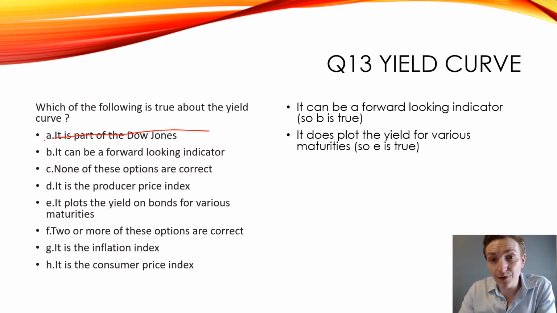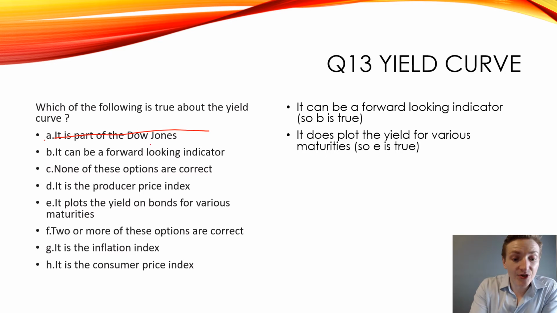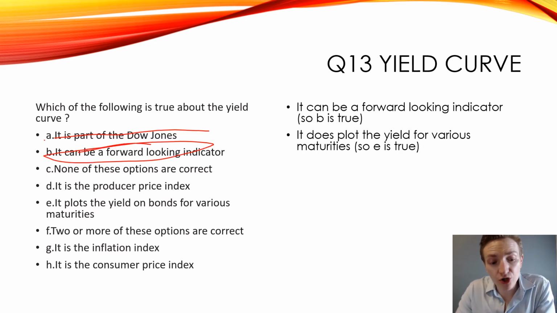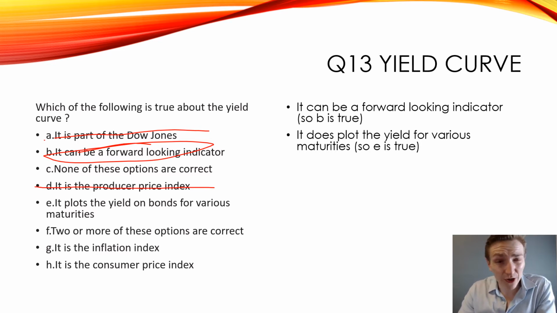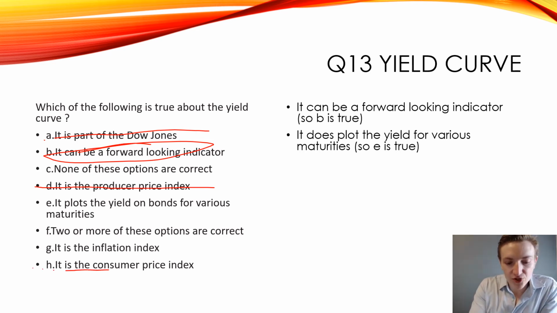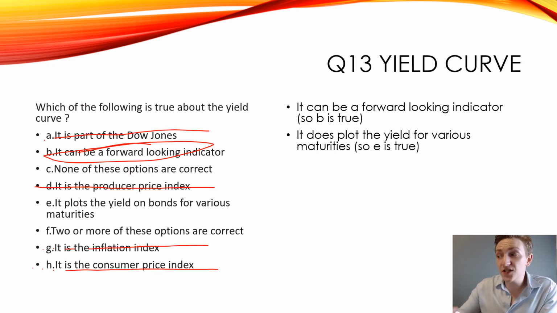The next one is it can be a forward-looking indicator. That is correct, because our yield curve gives us an idea of what interest rates are expected to be into the future. The next option is it's the producer price index. Again, wrong. Not really related concepts. Obviously, the yield curve factors in things like inflation. However, it isn't really the producer price index, and it doesn't directly represent that. Similarly, it doesn't reflect the CPI, the inflation index, albeit inflation is obviously going to factor into things like this.